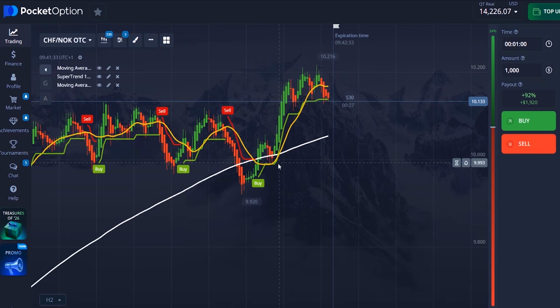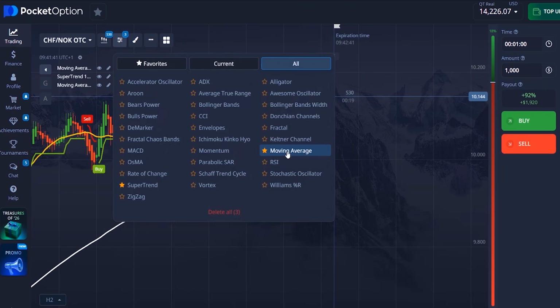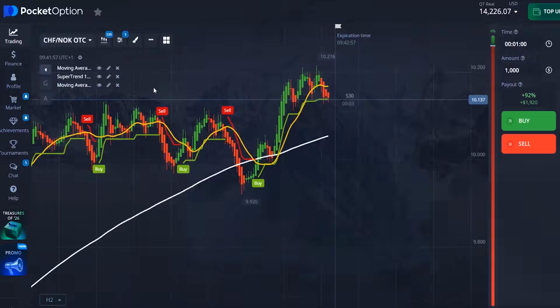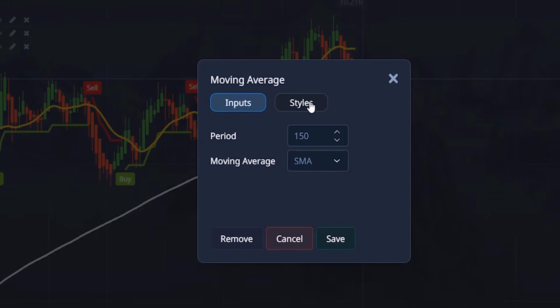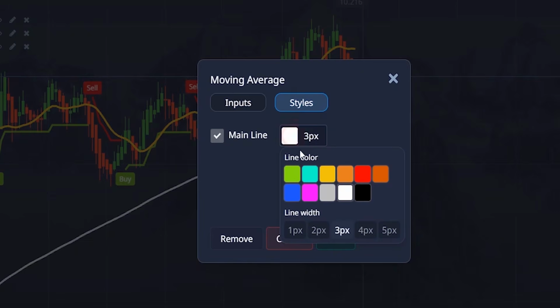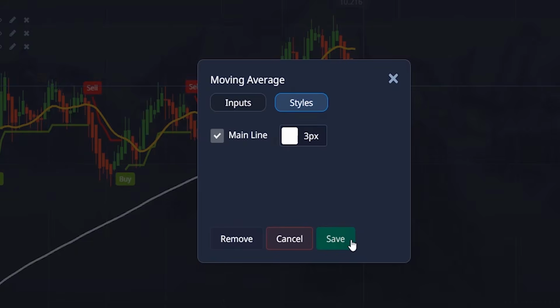So right here on the chart, I'm going to be making use of the moving average line indicator and the super trend indicator. So I'm going to come over to the indicator section. I'm going to be using two moving average lines and the super trend indicator. The settings of my first moving average line comes with the period of 150, the moving average SMA. Right here on the style level, I'm going to be using a white color and I'll set it on 3 pixels. So when I'm done, I'll click on save.